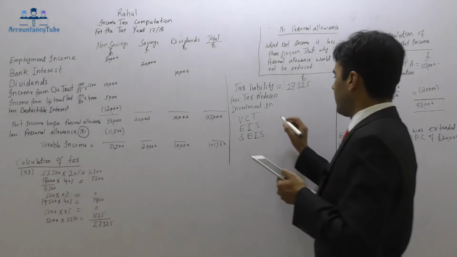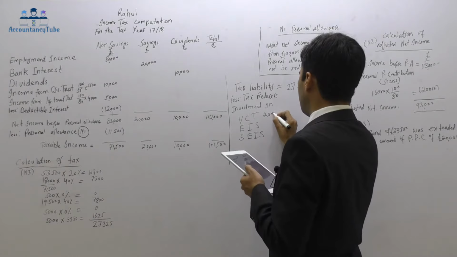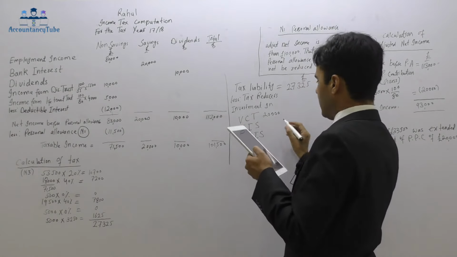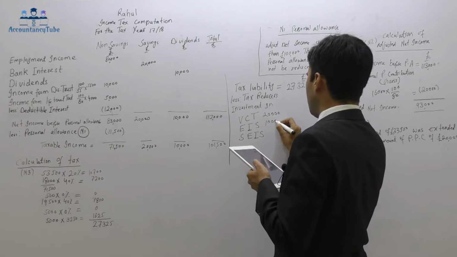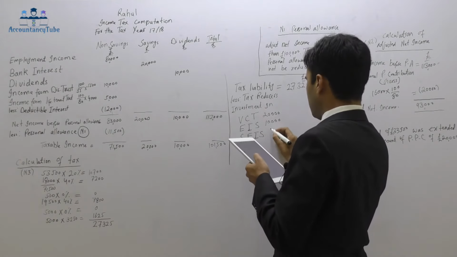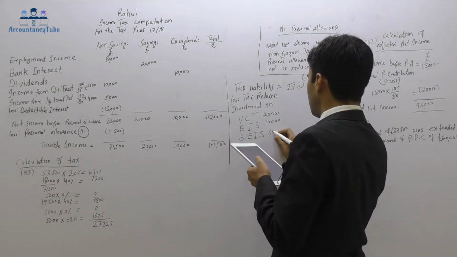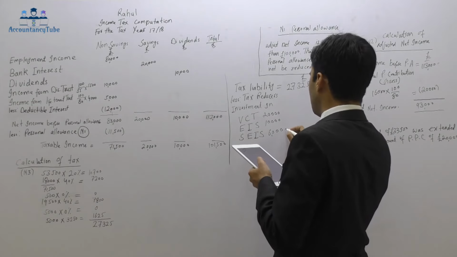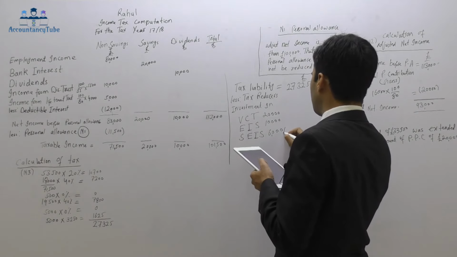So £20,000 in the VCT, then £10,000 in EIS, and £6,000 in SEIS. In SEIS I get how much? 50% of that.